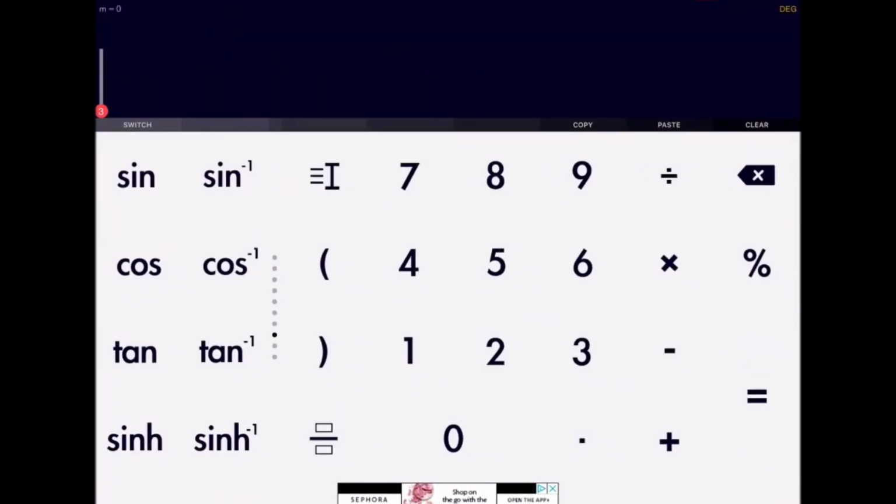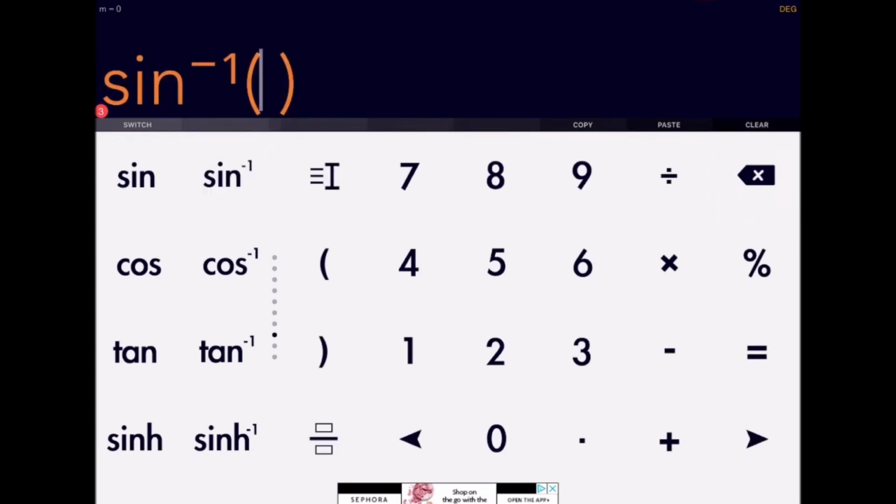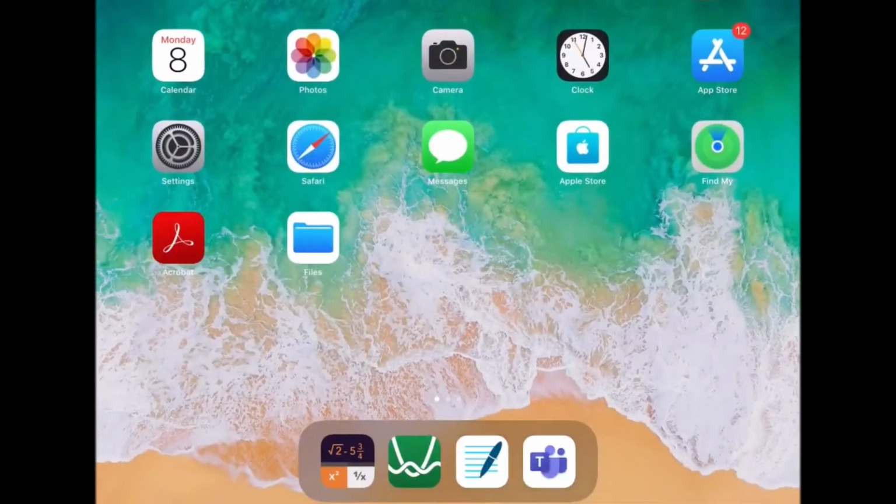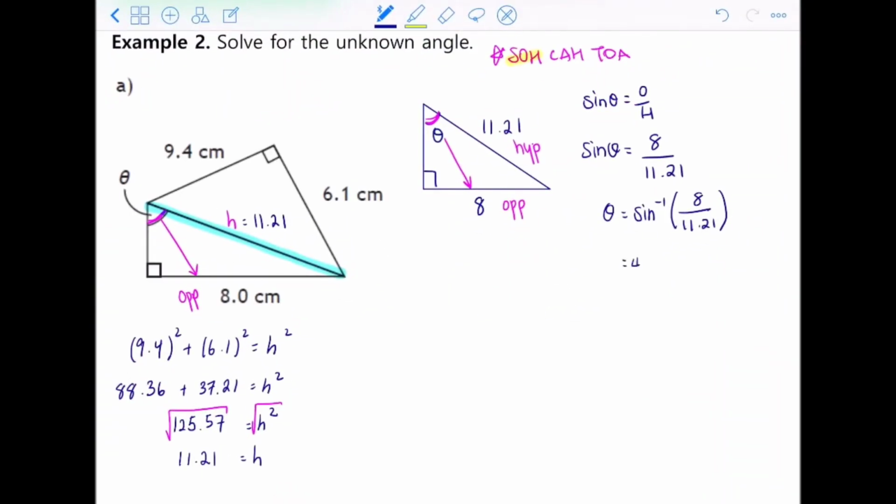Arc sine of 8 over 11.21 equals 45.53 degrees. All right, so either you can leave it in two decimal places or you can round down to 45.5 degrees. I'll take either or. So we have found the missing angle.